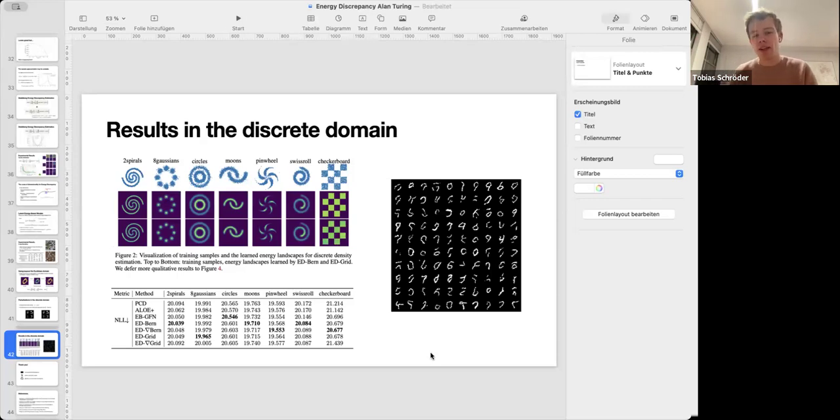Again, on images, it's a bit more tricky, but at least in the discrete domain, we can actually get good samples without any latent variable models. Remember, before we needed this variational autoencoder kind of approach. On discrete spaces, we can actually go with just our loss function. And again, we hope to improve these results with future work.